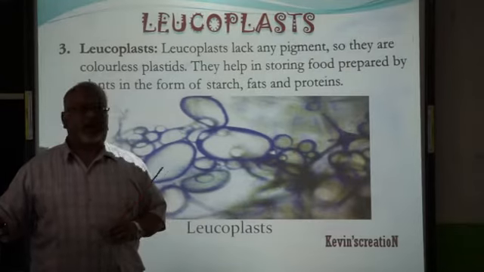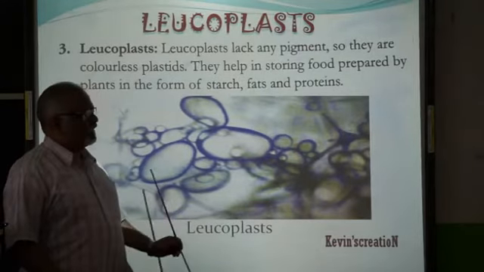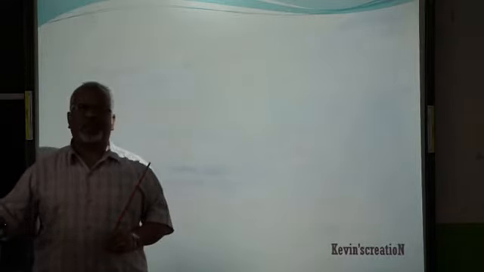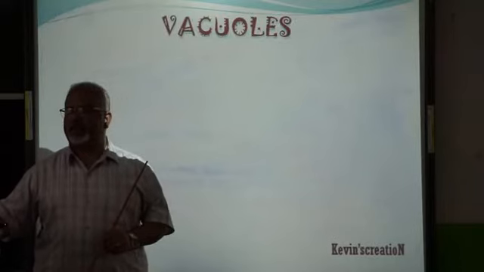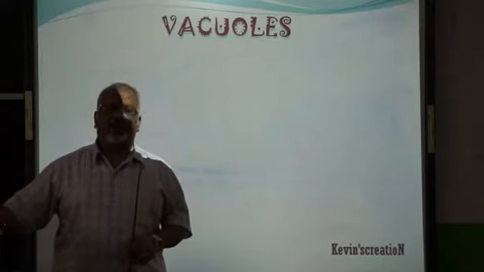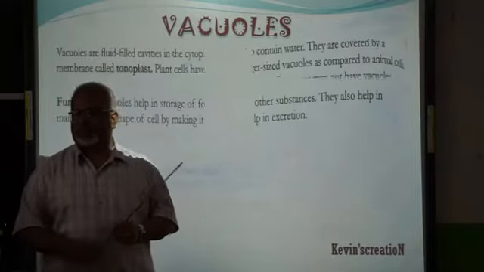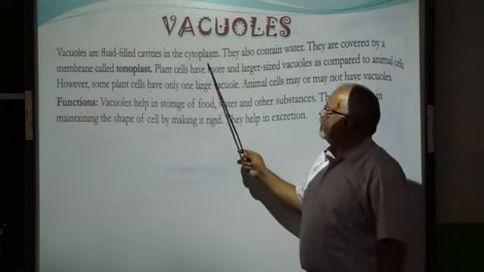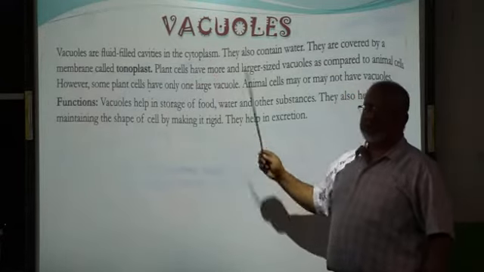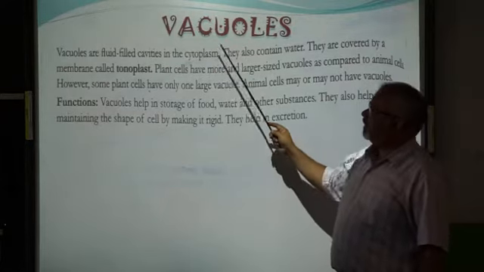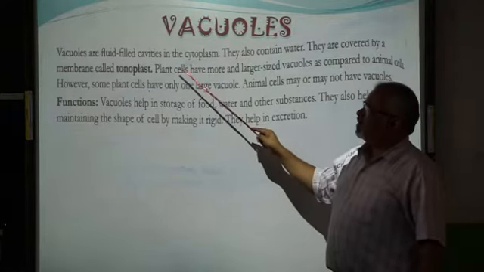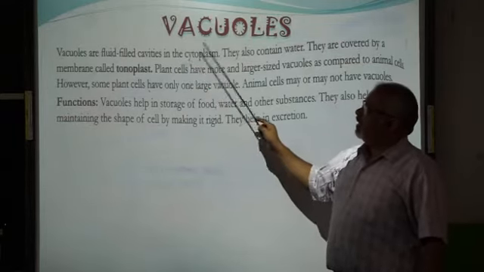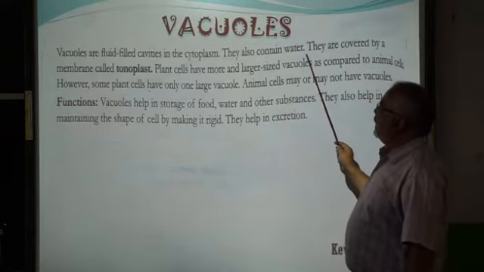So this is the diagram for vacuoles. It is colorless. Just now we studied plastids, types of plastids and their functions. One more is left, that is vacuoles. Vacuoles are fluid-filled cavities in the cytoplasm. In the cytoplasm, you will see some spherical structures, especially in animal cells. They are called vacuoles. They also contain water.